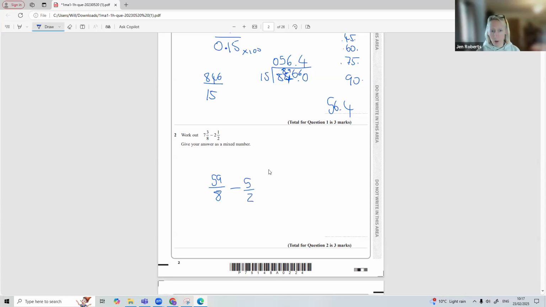Then I'm going to make them into equivalent fractions using a common denominator. The lowest common multiple of 2 and 8 is 8. This fraction is already out of 8. What do you multiply 2 by to get 8? 4. So you multiply this by 4. Leave the denominator the same, subtract the numerators. Change this to a mixed number fraction. 8 into 39. 8, 16, 24, 32 is 4, and we've got 7 left over. So 4 and 7/8.